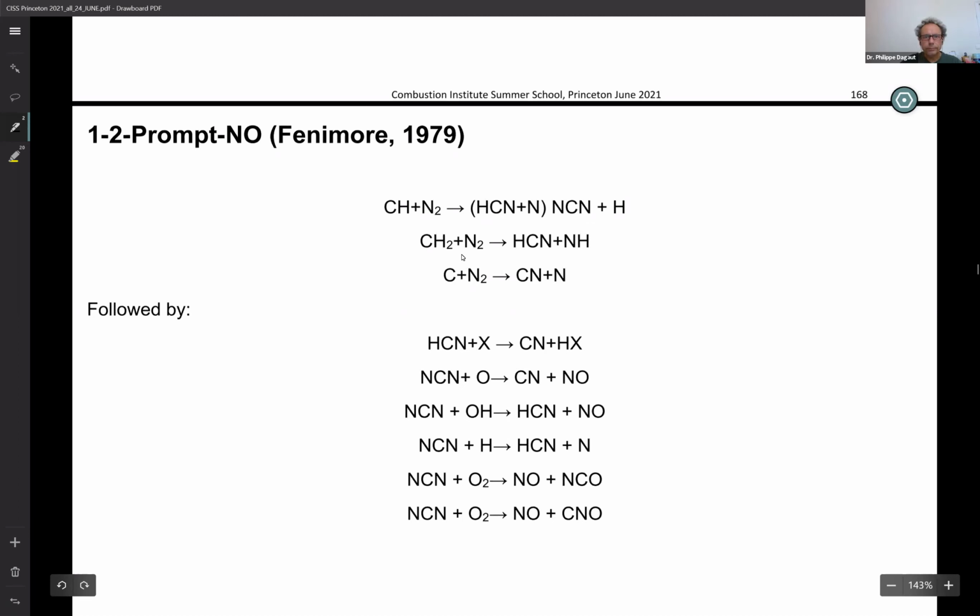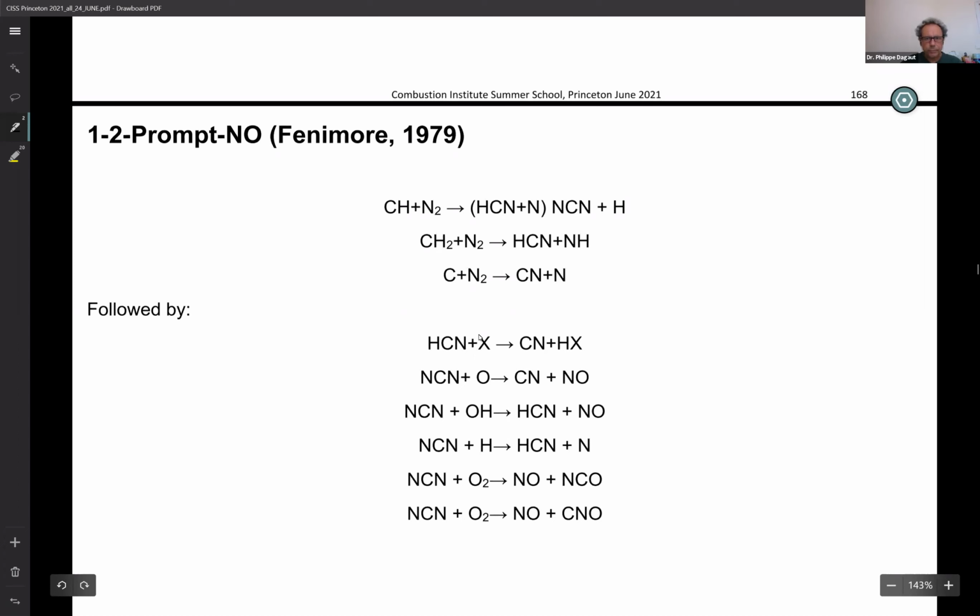There is also a reaction of CH2 radicals with N2, which produces HCN plus NH, and finally C plus N2 giving CN plus N. So these three key reactions are followed by another set of reactions of the products.